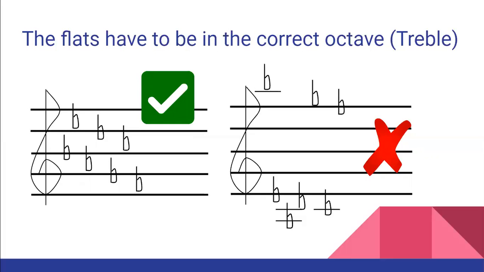The easy way to remember where the flats are supposed to go in the treble clef is that you want to put them nearest to the center line. So if you're trying to decide whether it's supposed to be a high B or a low B, ask yourself, well, which one's closer to the middle? And middle B is where the flat is supposed to go. Take a second to study the correct way, because writing it in the wrong octave would make your key signature incorrect.